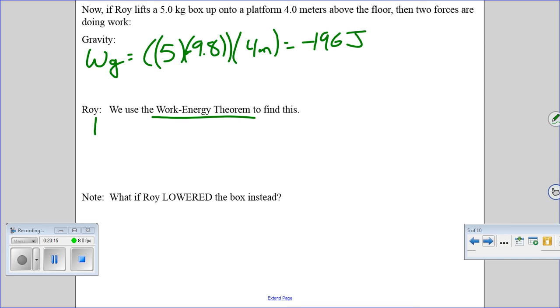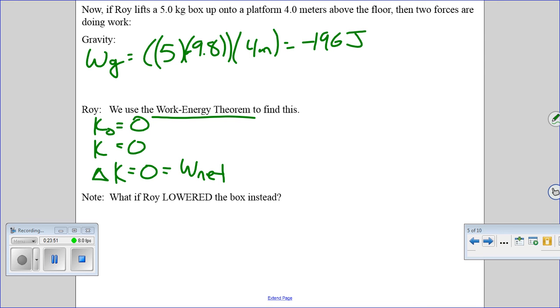So if we assume that the box starts at rest, and then he's lifting it up onto a platform, what's the ending kinetic energy going to be? Presumably 0, right? So what's the change in kinetic energy? 0, right? Even though it was moving in the interim, he did a little extra work to get it moving, but then he stops it at the top and takes that kinetic energy away again. So our change in kinetic energy during the trip of this box is 0, which means that the net work is 0.